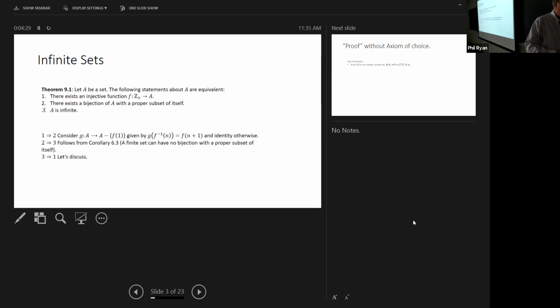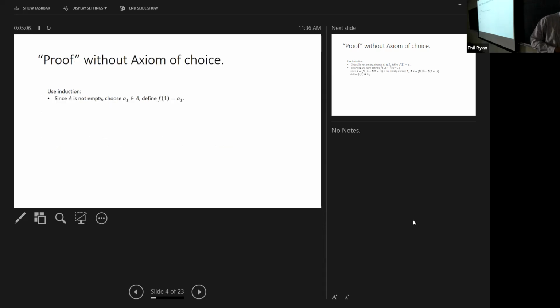The fact that 2 implies 3 comes from what we did in section 6, which said that a finite set can have no bijection with a proper subset of itself. So the contrapositive says that if there does exist a bijection of A with a proper subset of itself, then A is infinite. The really interesting implication to finish off this theorem is that 3 implies 1. If A is infinite, we want to have an injective function which goes from the positive integers to A.